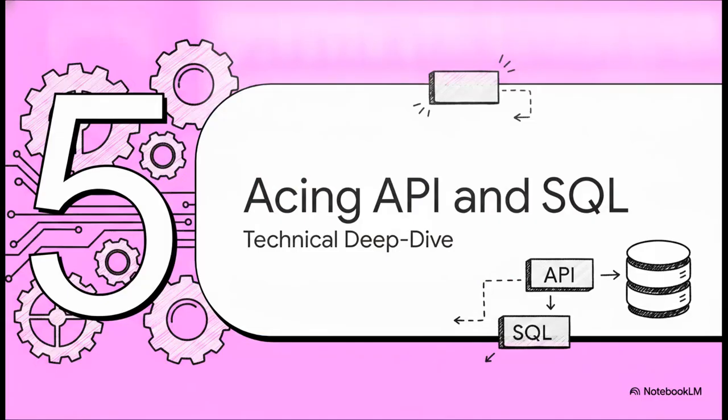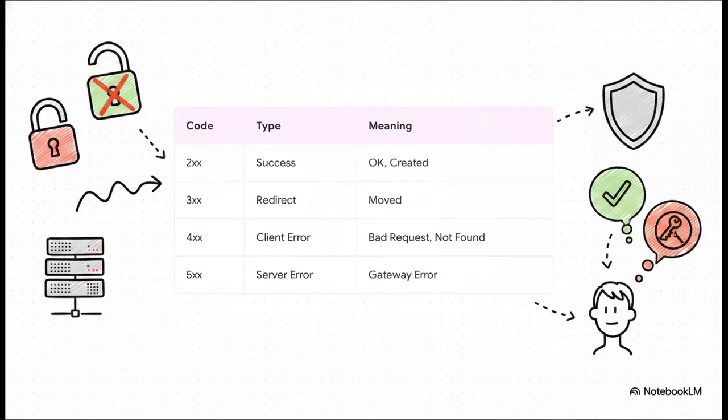All right, Section 5, Acing API and SQL, the technical deep dive. Look, manual UI testing is great, but modern QA engineers absolutely must understand the backend architecture. You need to fire off precise, high-value answers here. Memorize the status code table. Knowing the difference between these is a mandatory baseline.